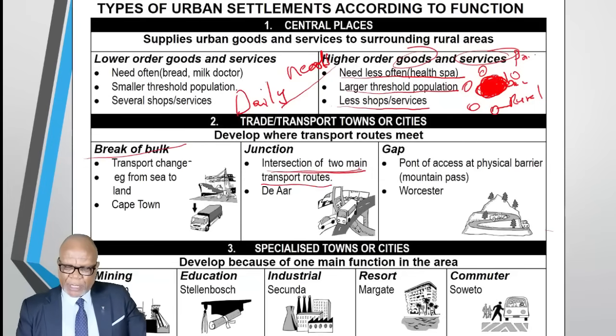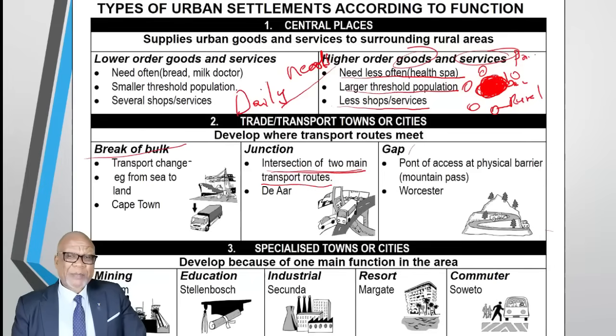Then we have gap towns. What are gap towns? Gap towns are towns that are found at the point of access at a physical barrier. If we have a mountain and there's a gap through the mountain, that is a town that is called a gap town.